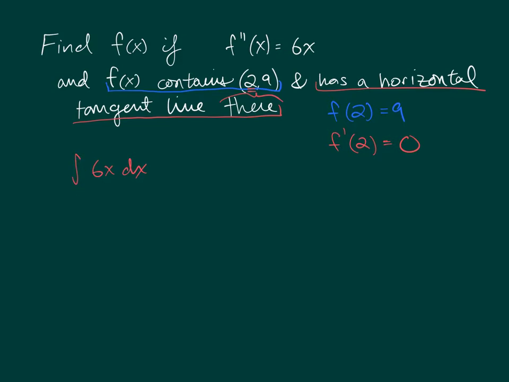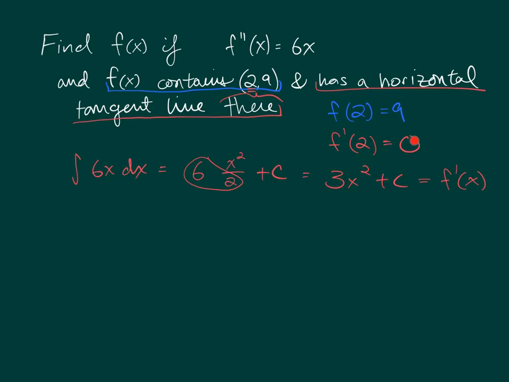No limits here, there we go. And so this would be 6 times x squared over 2 plus c. So what happens here is we can simplify the 6 over 2 to be 3x squared plus c. Now this represents the first derivative.